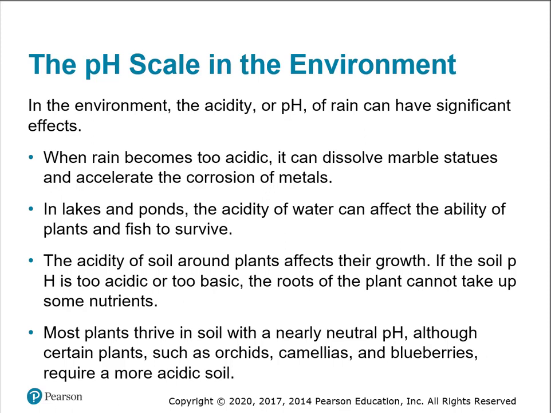In the environment, the acidity or the pH of rain can have significant effects. When rain becomes too acidic, it can dissolve marble statues and accelerate the corrosion of metals. In lakes and ponds, the acidity of water can affect the ability of plants and fish to survive. The acidity of soil around plants affects their growth. If the pH is too acidic or too basic, the roots of the plant cannot take up some nutrients. Most plants thrive in soil with a nearly neutral pH, although certain plants like orchids, camellias, and blueberries require a more acidic soil.